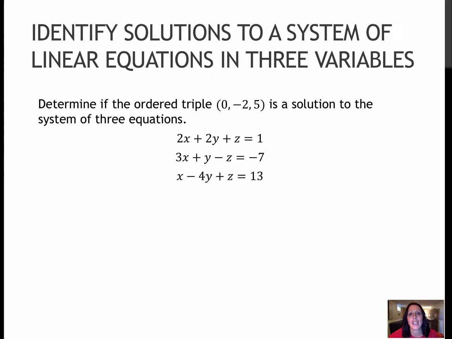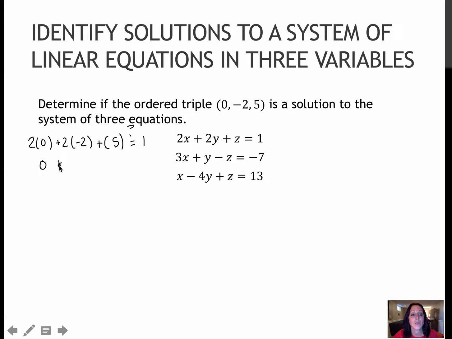And to determine if an ordered triple is a solution to the system of three equations, we do exactly the same thing we did before, which means I'm going to take each of my now three equations. I'm going to replace x with the x value. I'm going to replace y with the y value. I'm going to replace z with the z value, and I'm going to see if it equals what the solution says it should equal. So 2 times 0 is 0.